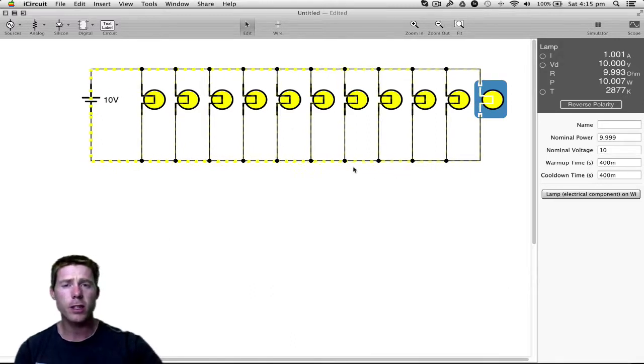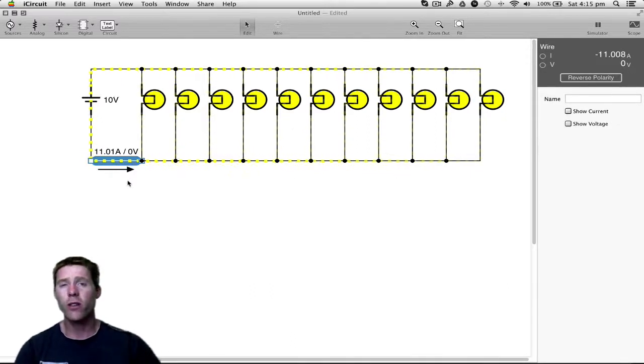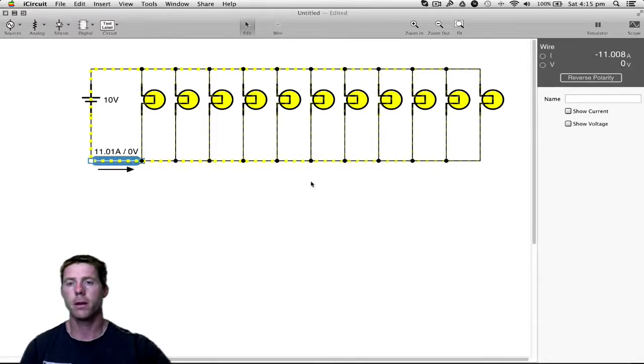The only thing that it does change is we've now got 11 amps instead of 10. So in parallel, the only thing that we're actually affecting is we're getting more total current flow in the circuit. And that's it.